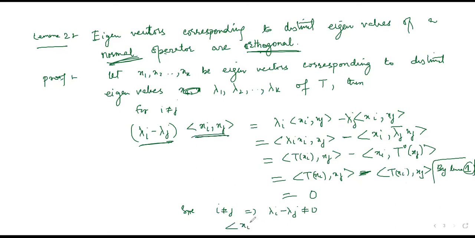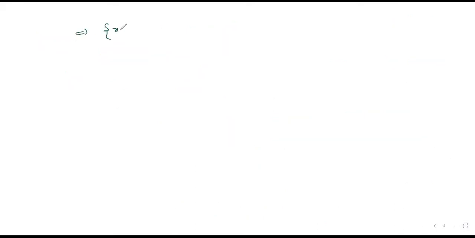That means xi comma xj is equal to 0 for all i not equal to j, which implies that x1, x2, up to xk, I am putting them directly in brackets, are orthogonal. So that is lemma 2, which is mainly what we needed. Now we come to the proof of this here, and we would use induction.